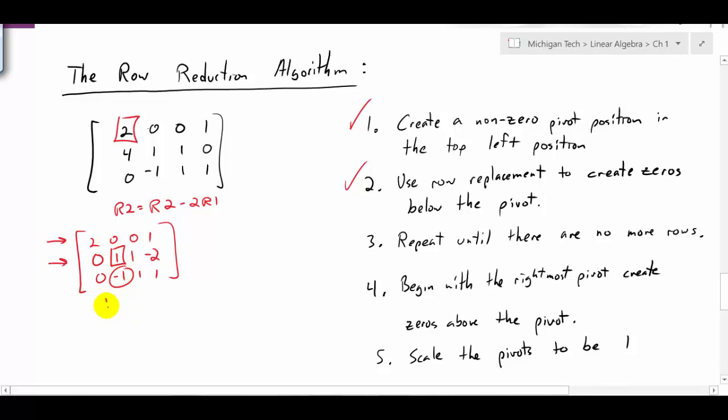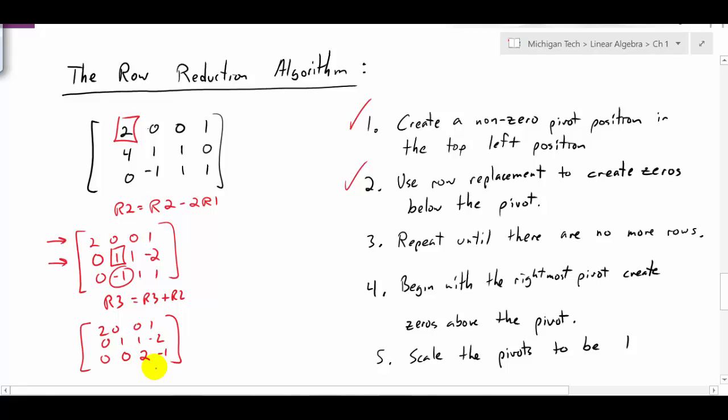So the row operation I'm going to do here is let R3 equal R3 plus R2. And when I do that row operation, I get 0, 0, 2, and -1. And so that's me repeating. And I would continue to do that until I run out of rows.